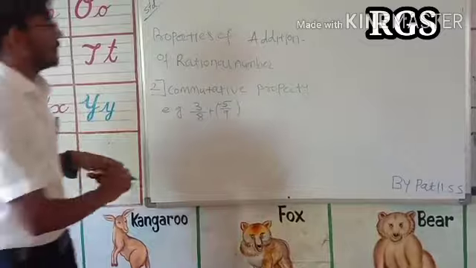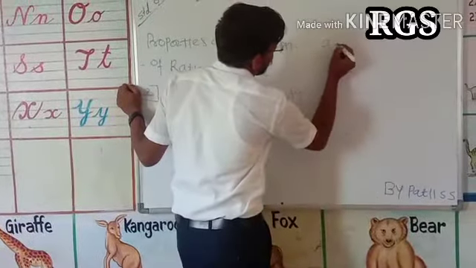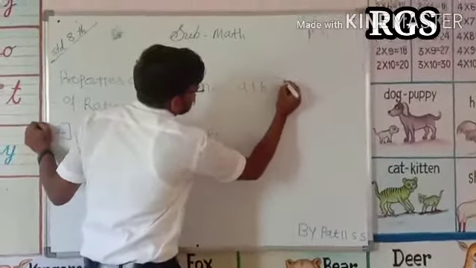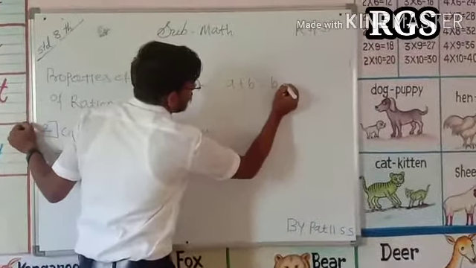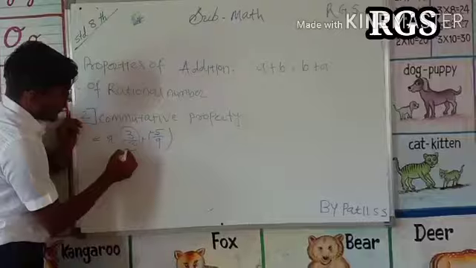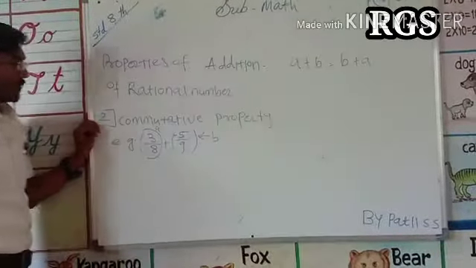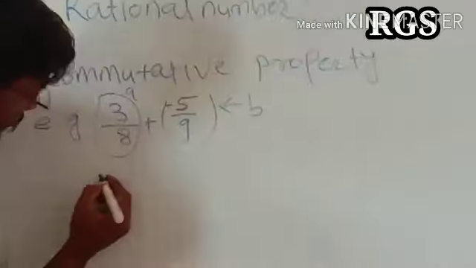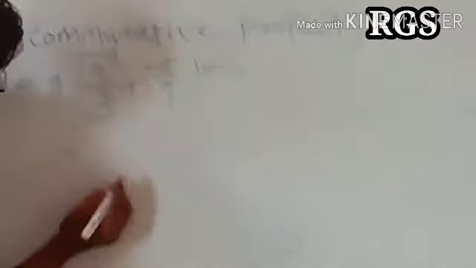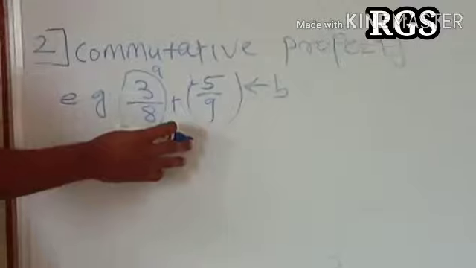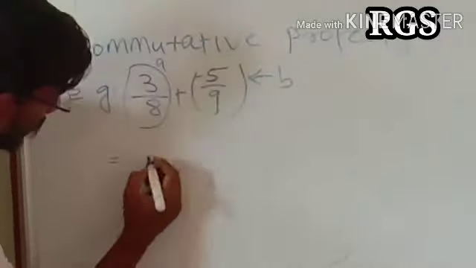I will write here what is the condition for that. A plus B equals B plus A. Now assume that this term is A and this is B. Now we add these terms. What do we have to do here to solve this equation? We have to do cross multiplication.